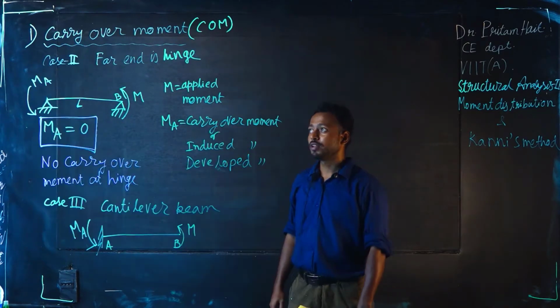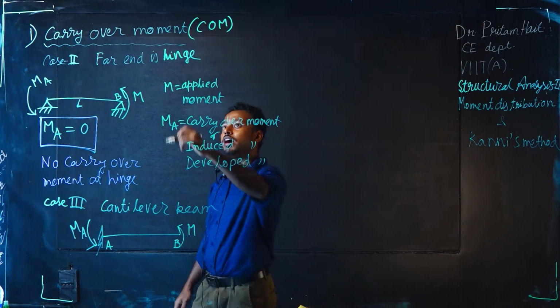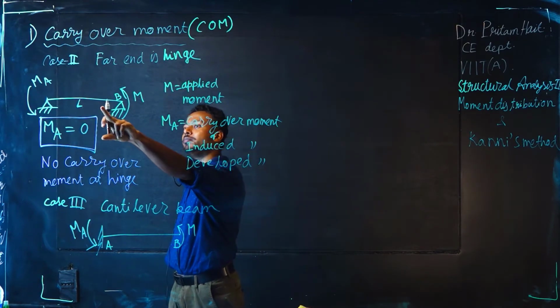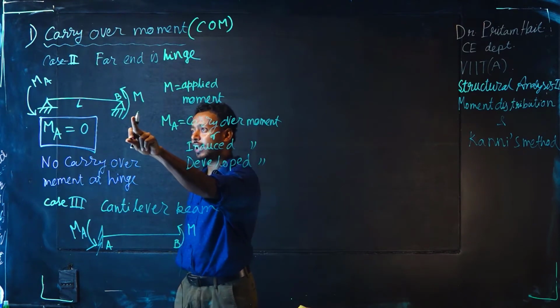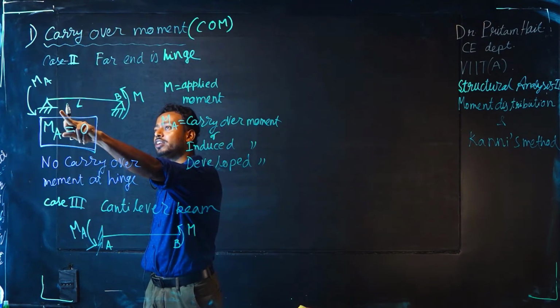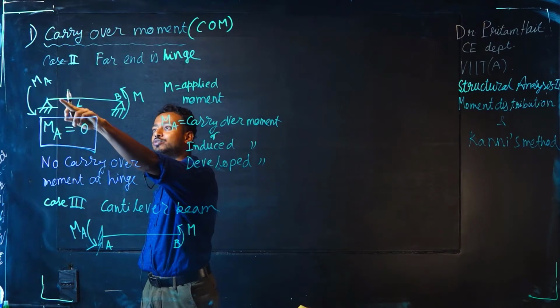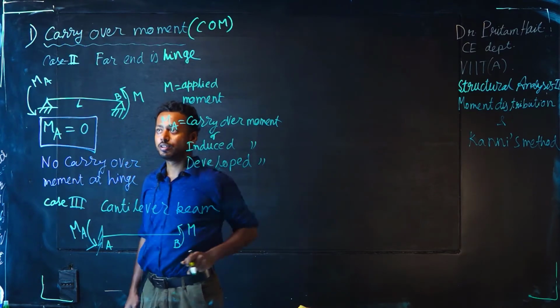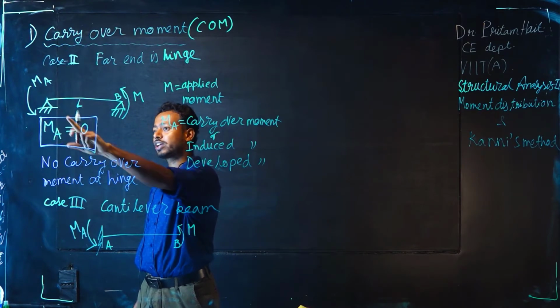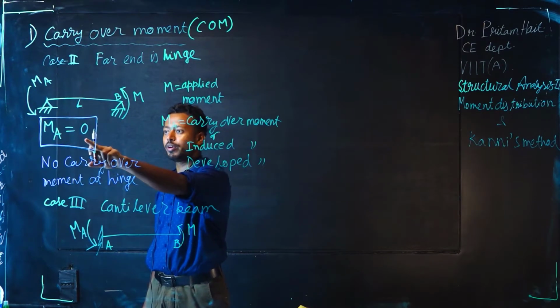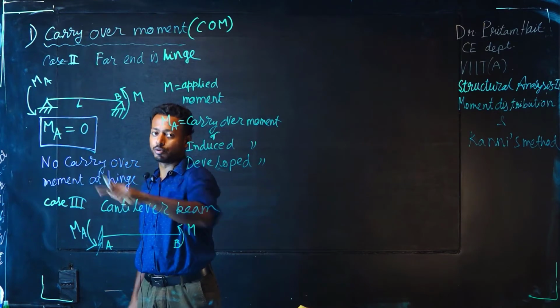Okay? So come to case 2. If the far end is hinged in this beam, if I apply the moment M at B point, and if the far end is a hinged point, what will be the carryover? Let's assume the carryover moment is MA. Okay? So as this is the hinged joint, the carryover will be 0. No moment will be taken by this support, right?